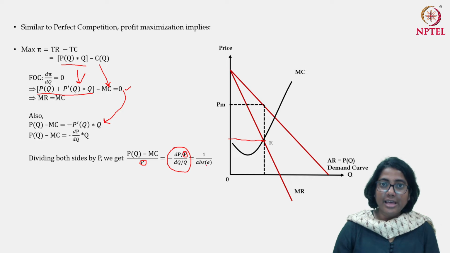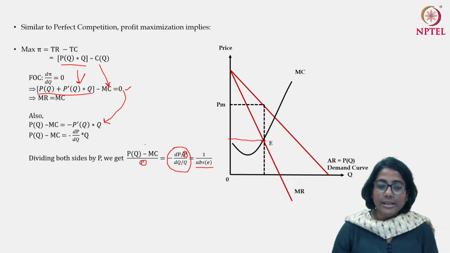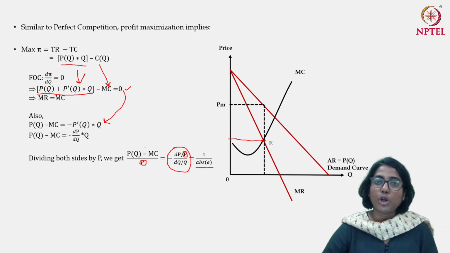Now see, the interesting thing is that if the absolute elasticity is low, if the price elasticity of demand is low, then this 1 by absolute E, this right hand side, is going to be high. If this is high, it means that the gap between price and marginal cost will be higher. Okay, so the lower the value of elasticity, the higher will be the gap between price and marginal cost. So with lower elasticity, the monopolist will be in a better position to charge a higher price from the consumer.